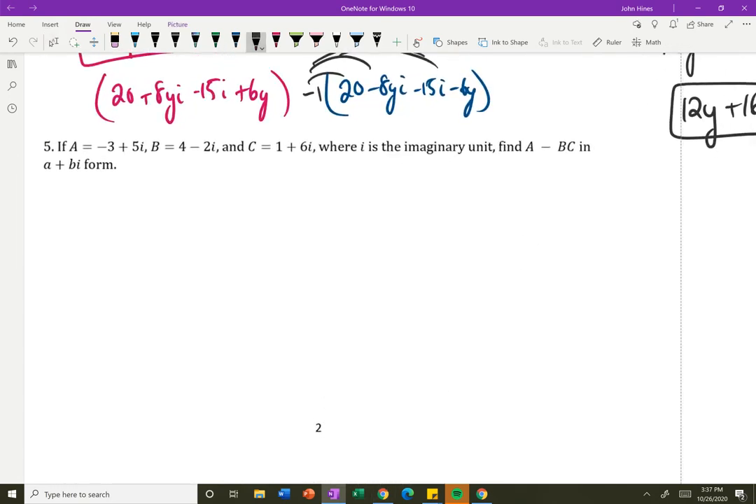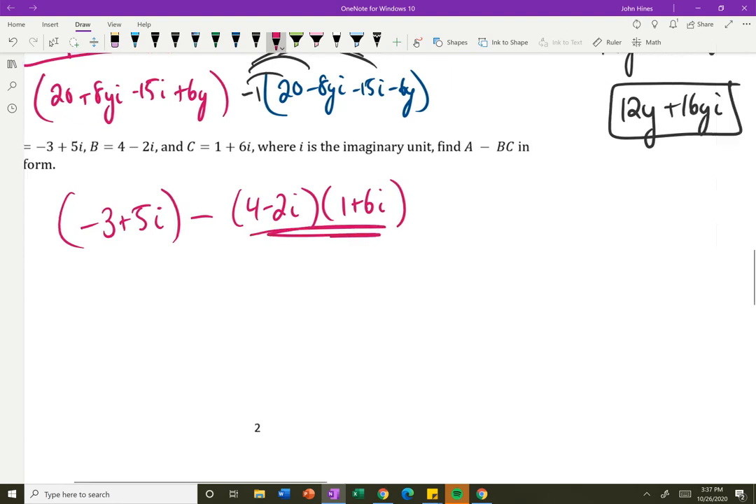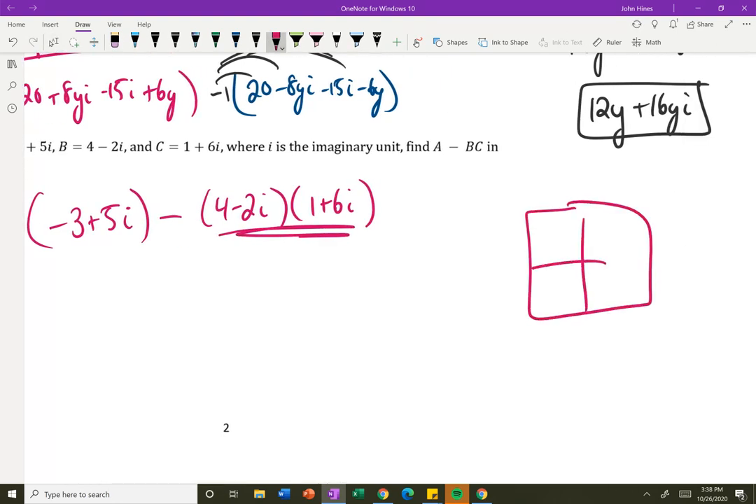If A equals that, B equals that, and C equals that, find A minus B, C. Well, I got to make a box for those guys first, because multiplication occurs before I do any kind of adding or subtracting.